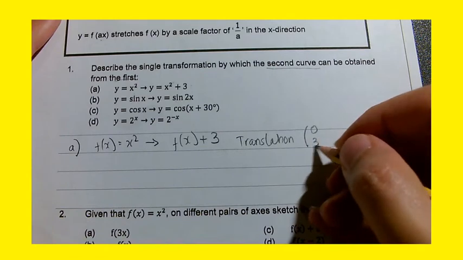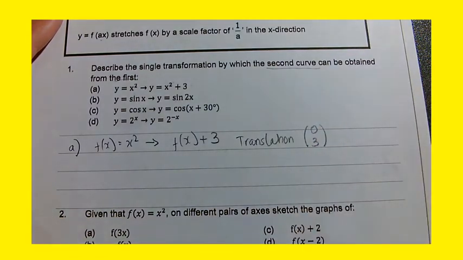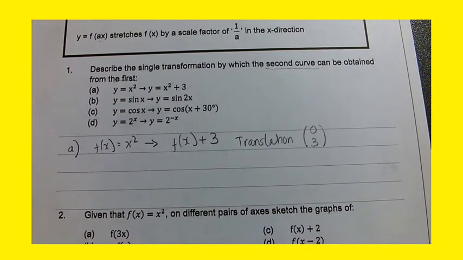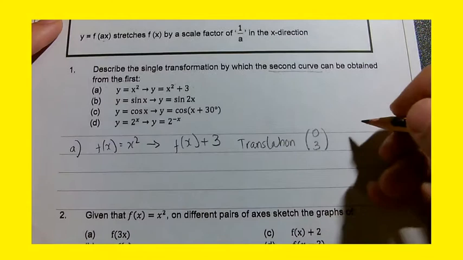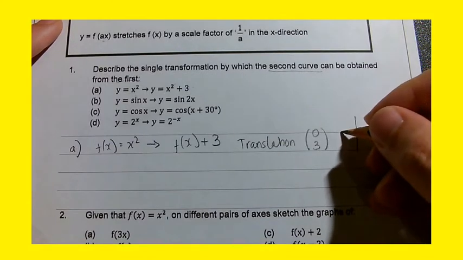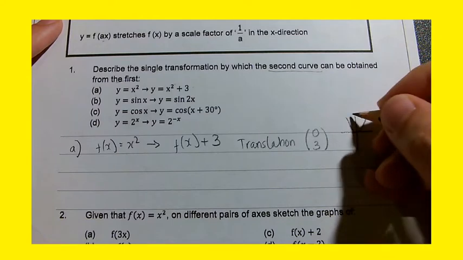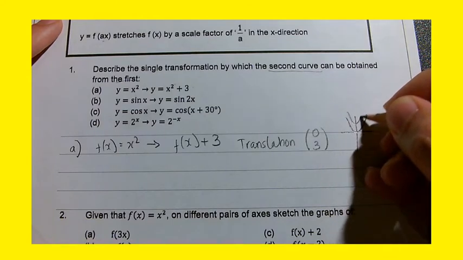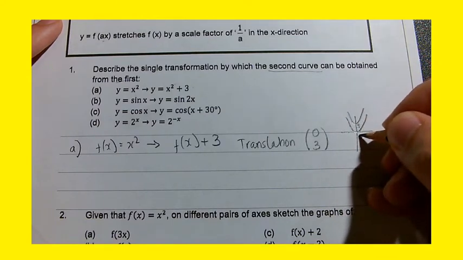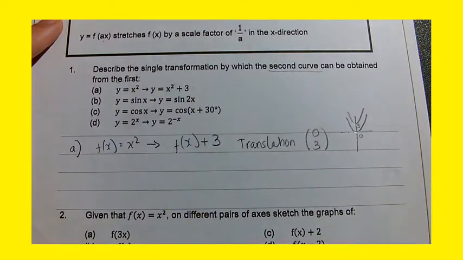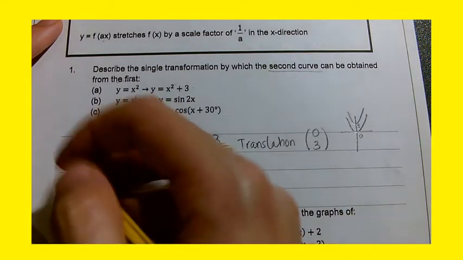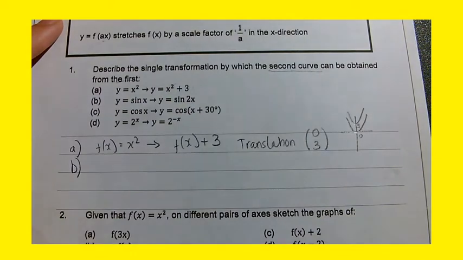So the graph x squared to x squared plus 3 means the graph will translate upwards by 3 in the y direction. Okay, so if I was to do a really quick sketch, there's x squared and there's x squared plus 3. Okay, you can see that translation there.